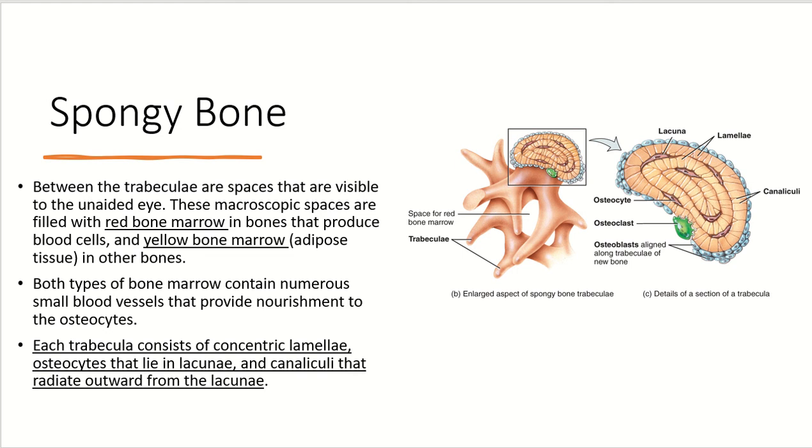And each trabeculae is going to consist of concentric lamella, as well as osteocytes that are going to lie within those lacunae, like we've seen before, as well as canaliculi that radiate outwards from the lacuna. So you can see all of those here, our canaliculi with our osteocyte residing within that lacuna, and all of these are going to make up the lamella that are going to form this trabecular bone, this spongy bone.